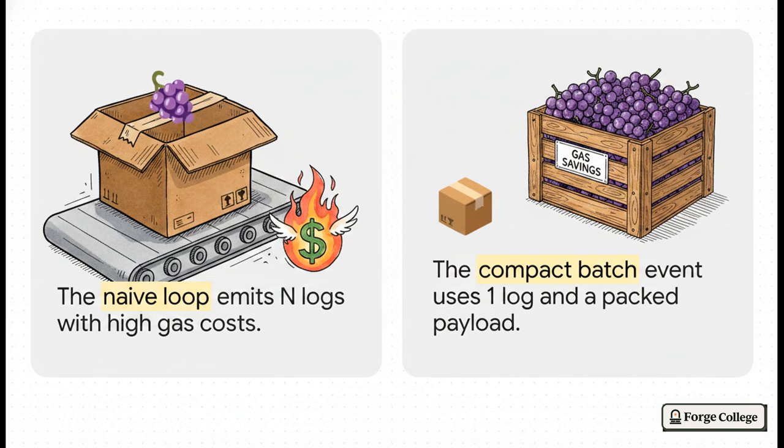It sounds insane, but that is exactly what a naive per-item emission loop does in Solidity. You iterate through an array of items and emit a full, heavy event for every single one. It is incredibly expensive. Now contrast that with a compact batch approach. Instead of 10,000 individual boxes, you take all those grapes, pack them tightly into a single, highly efficient sealed crate, print one shipping label, and send it. One transaction, one log. Massive gas savings.